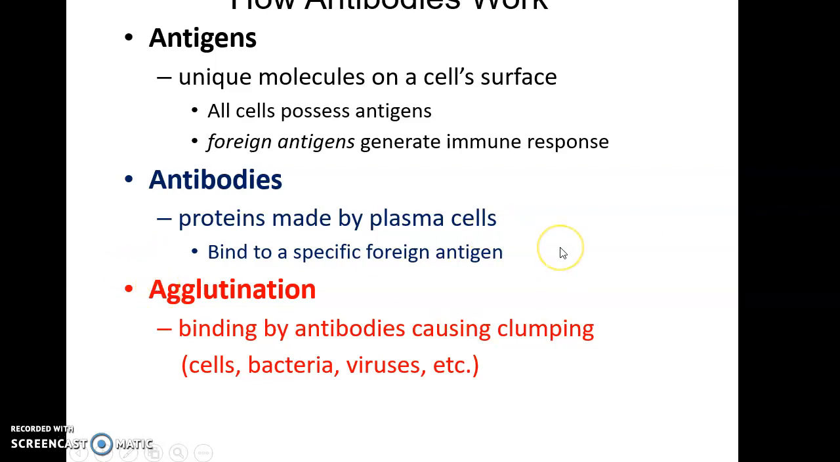And agglutination is when a bunch of antibodies cause clumping because they bind to multiple bacteria, multiple viruses, multiple cells, and cause a clump. Now, if something's really tiny and it gets clumped, that's a good thing because then it's easier for, say, the neutrophils to recognize it and then destroy it. But when it's huge things like, say, red blood cells that clump, then those big clots can block blood vessels.